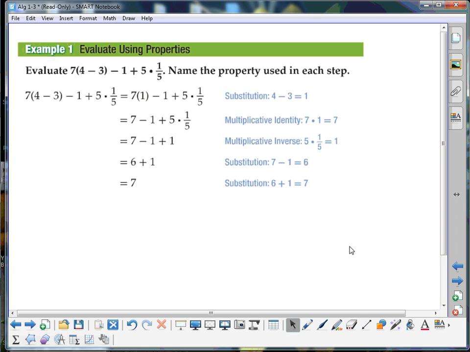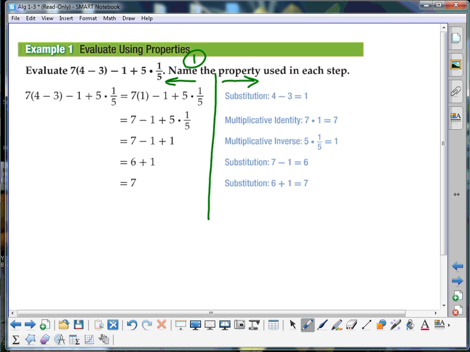All right, so for instance, here we have an expression. Evaluate 7(4 minus 3)(minus 1 plus 5 times 1/5). And what we're going to do is solve it on the right-hand side, where we're going to evaluate it. And on this side, we're going to name each property that's used. And what I think would be best for you to do is to first do the right-hand side. Evaluate the expression first, and then let's go back and look at which properties are used, okay?